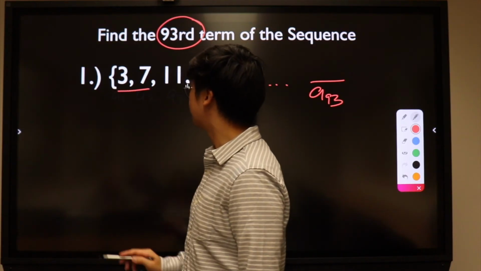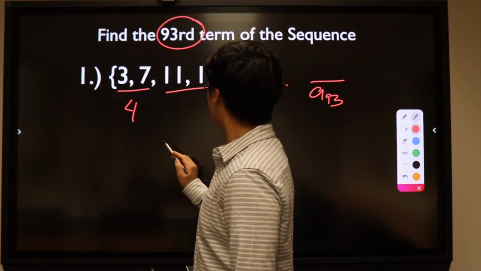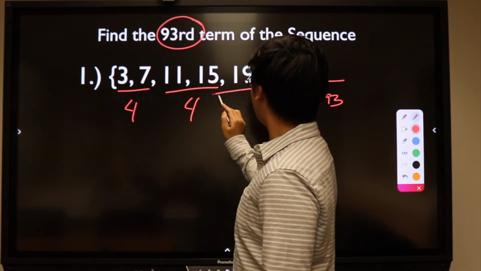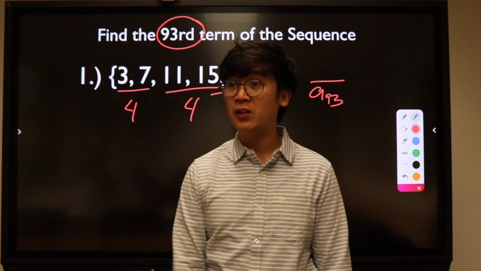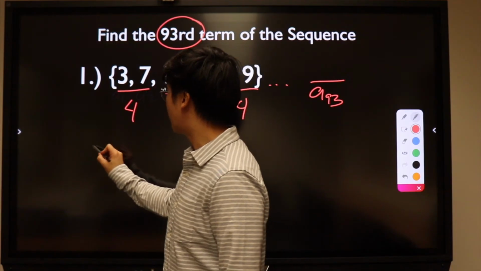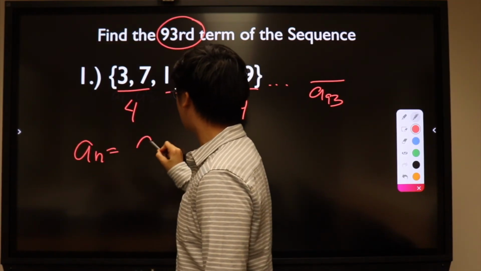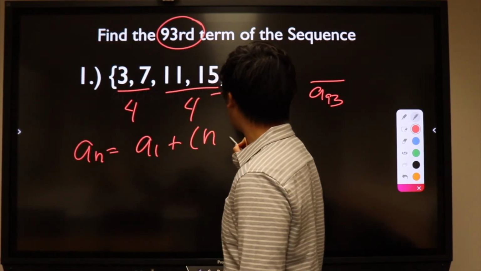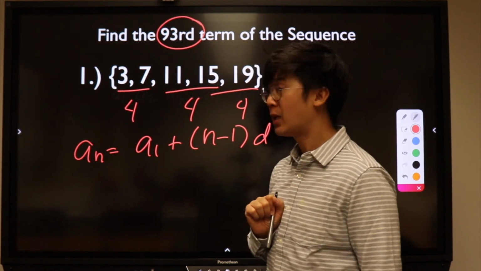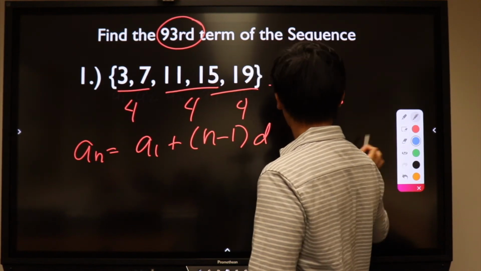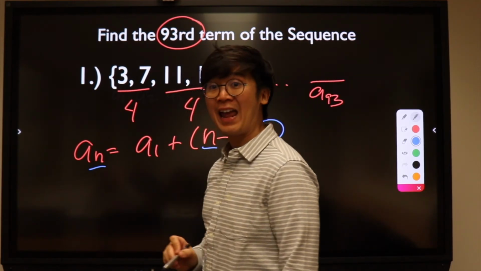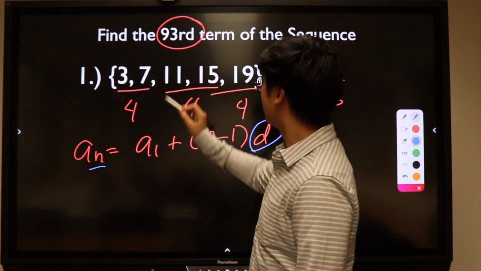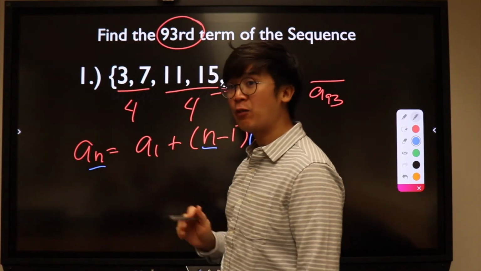7 minus 3, 4. 15 minus 11, 4. And this is also 4. So we know that this is an arithmetic sequence and we have a common difference of 4. So if we're going to use the formula a sub n equals a sub 1 plus n minus 1 times d, we have the common difference. We have the n. What is the n here in our formula? 93rd. And what else is missing?